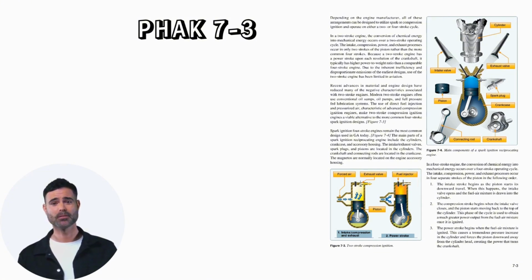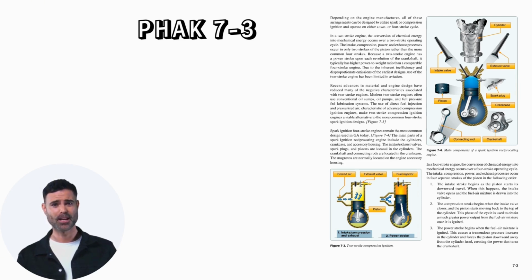The main parts of a spark ignition reciprocating engine include the cylinders, crankcase, and accessory housing. The intake and exhaust valves, spark plugs, and pistons are located in the cylinders. The crankshaft and connecting rods are located in the crankcase. The magnetos are normally located on the engine accessory housing.